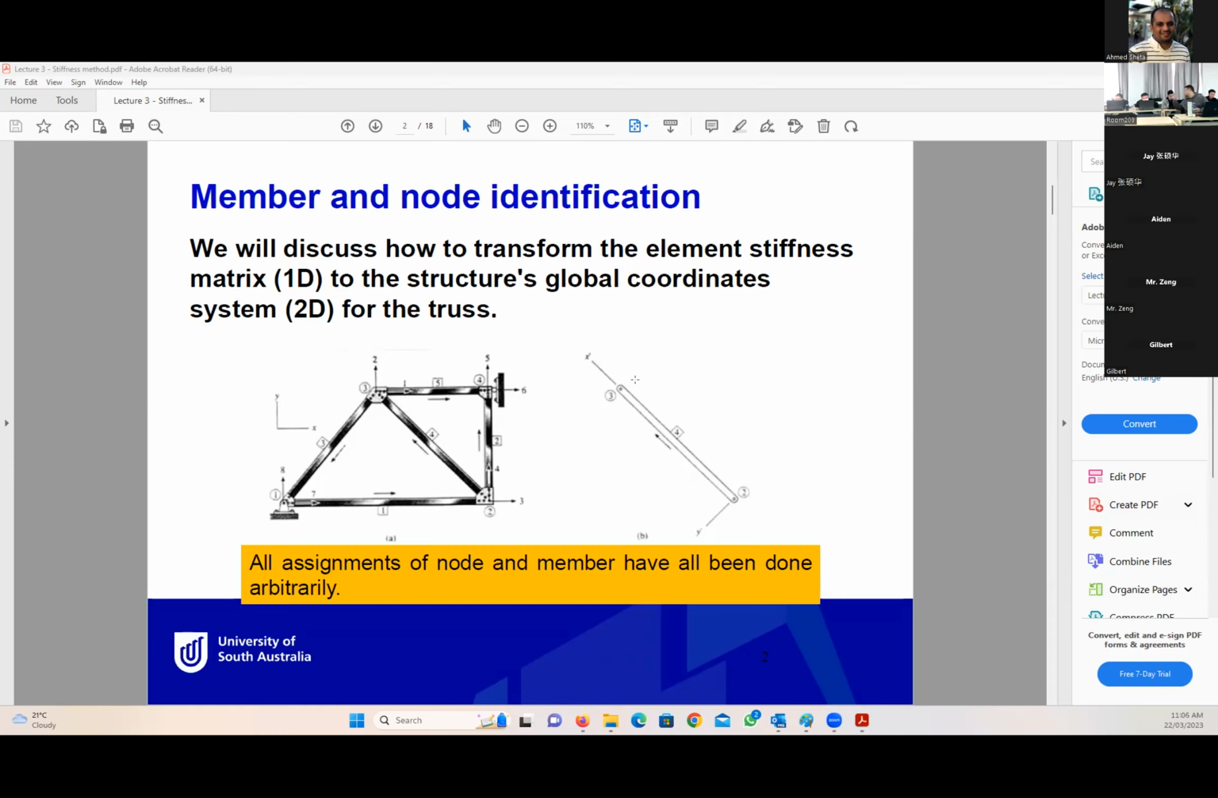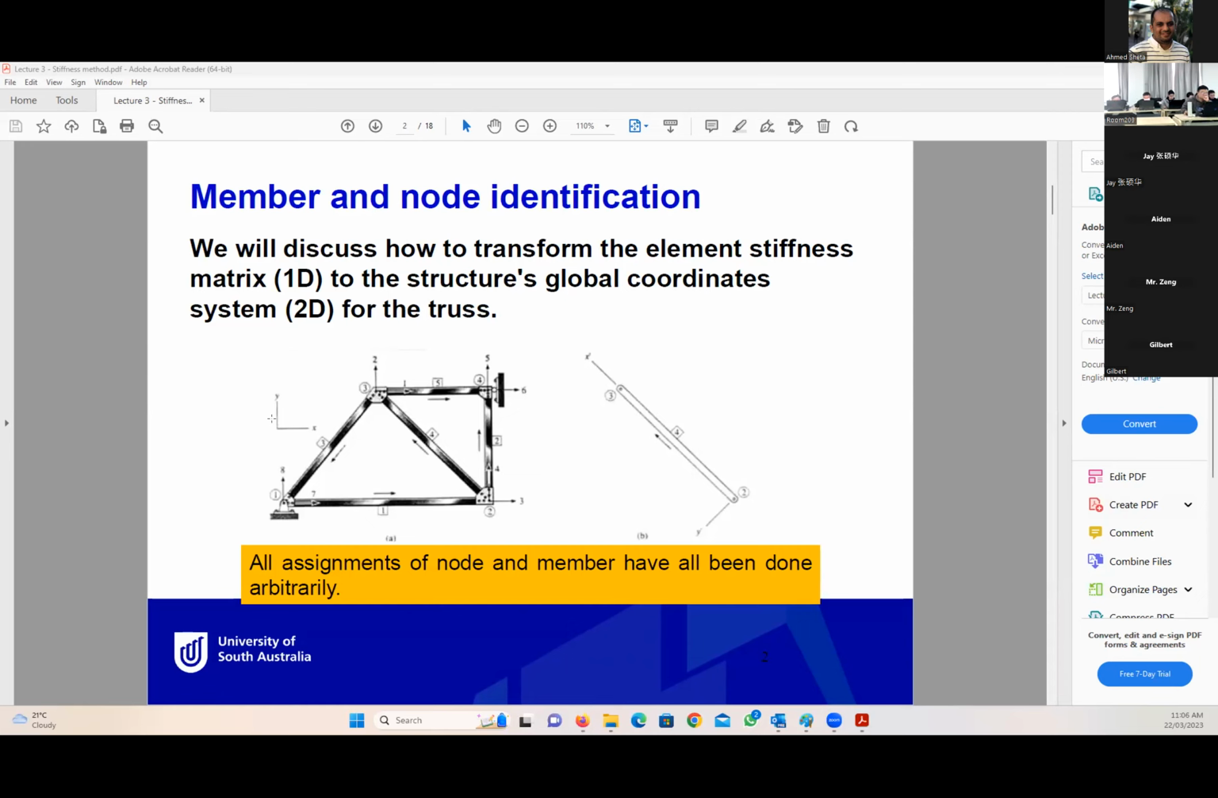The local coordinate system for this member is x bar or x dash and y dash. Can you see x dash and y dash? What is x dash? X dash is the local axis in the member direction. Y dash is the axis perpendicular to the member direction. So this is the difference between global and local axis.